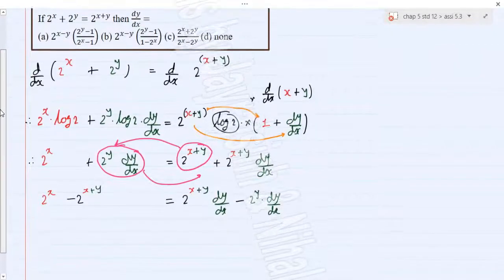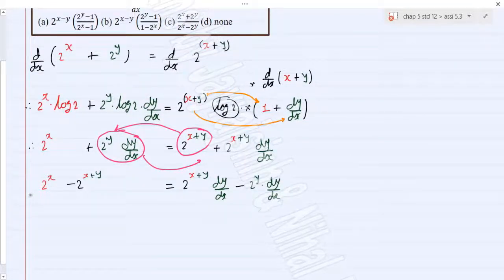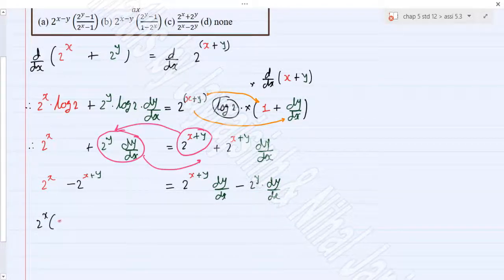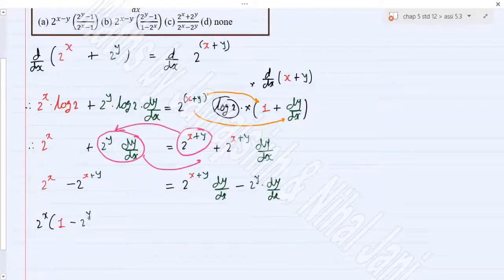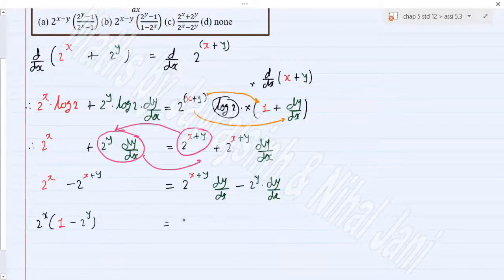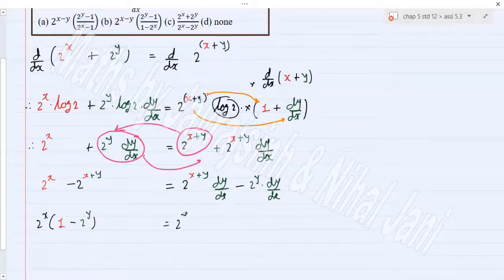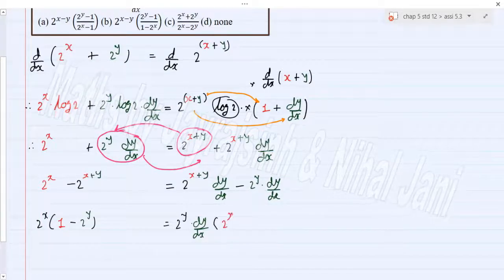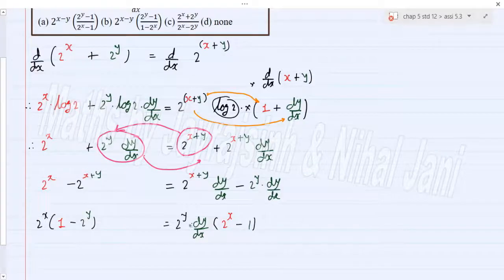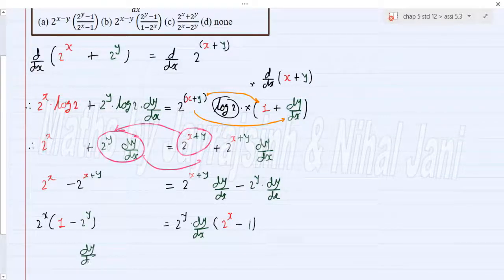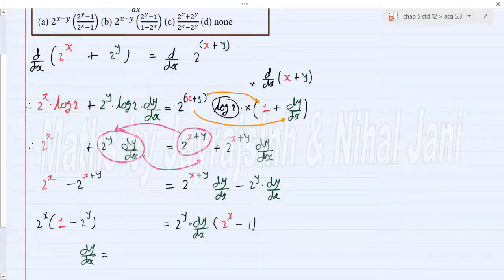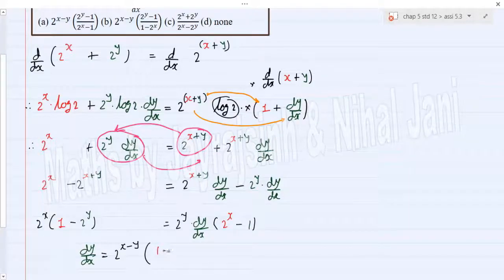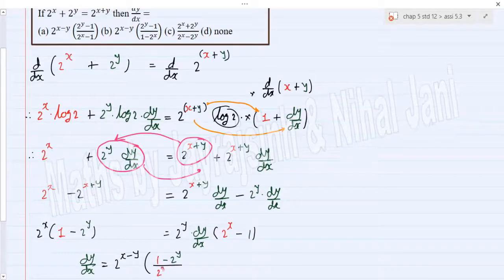Now for further simplification, we can take 2 raised to x common from the left side. So we'll get 2 raised to x within the bracket 1 minus 2 raised to y. And from the right hand side, we can take 2 raised to y dy by dx common. So we'll get 2 raised to x minus 1. Now it's time to make dy by dx the subject. So we will get 2 raised to x upon 2 raised to y, or we can say 2 raised to x minus y, and 1 minus 2 raised to y upon 2 raised to x minus 1.